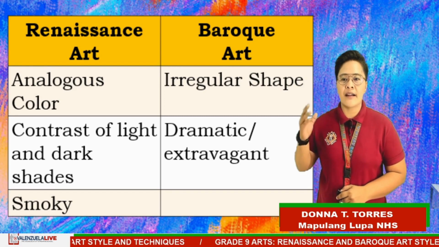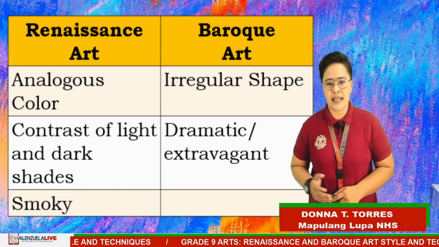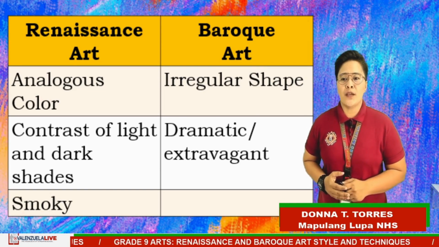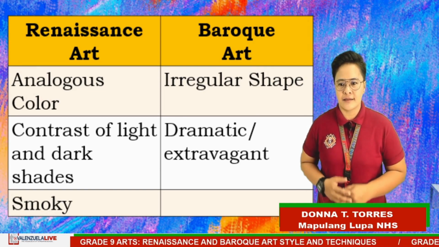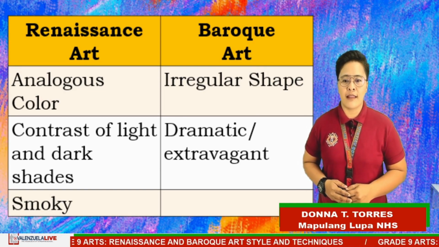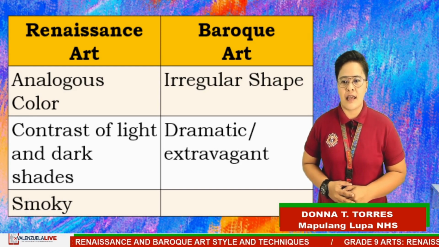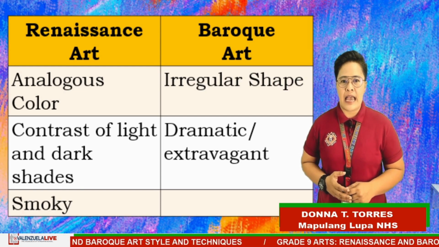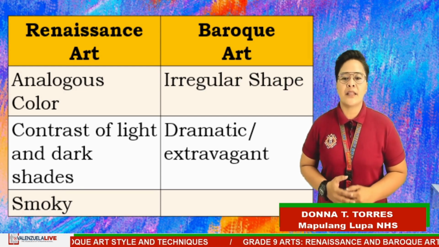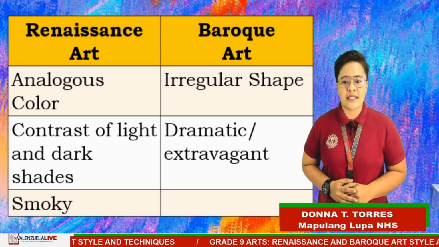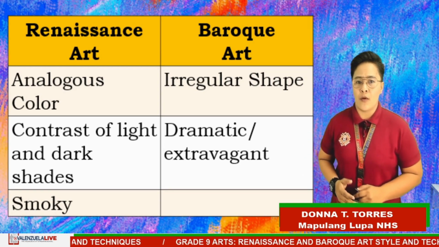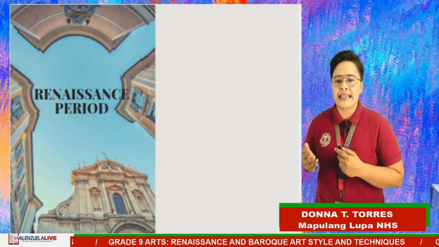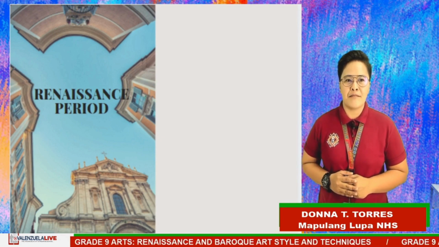So here's the characteristic of Renaissance and Baroque art. In Renaissance art, we use analogous color, high contrast of light and dark shades, and smoky. And in Baroque art, an irregular shape and dramatic or extravagant. Now, observe the different art style or technique of Renaissance and Baroque period.